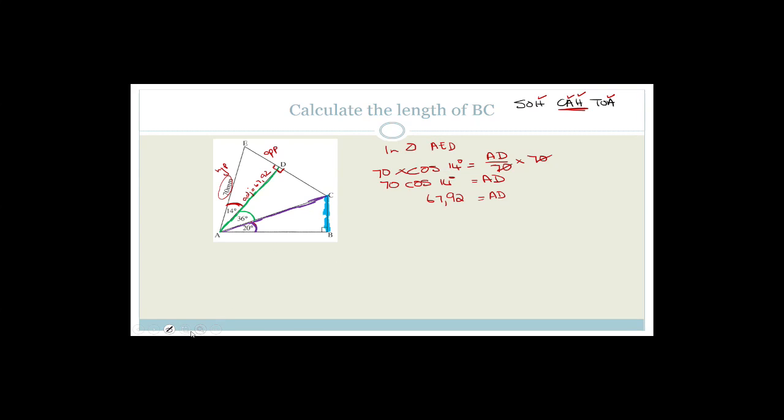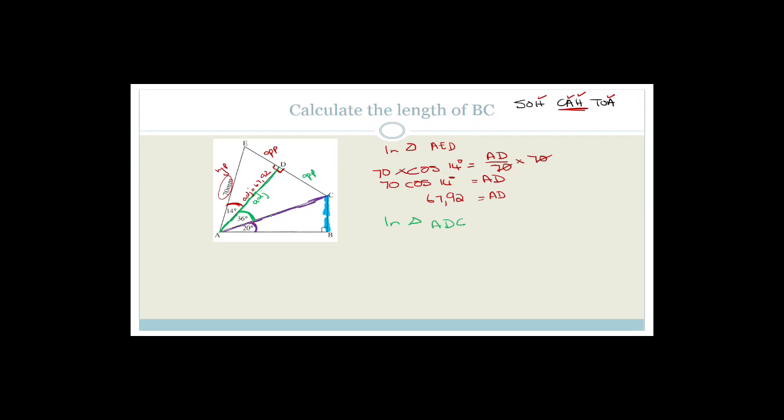Now we're looking at the next triangle. So now we're looking at inner triangle ADC. Do you agree that with this 36 degrees, this side is the adjacent side, right? Because it's next to it.